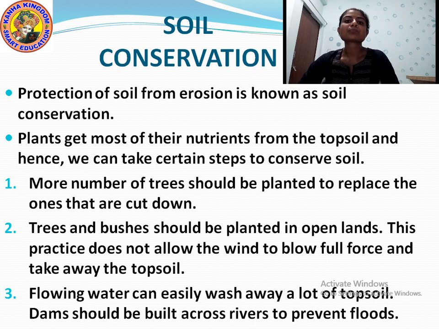So these are some practices that can be followed to stop soil erosion, and this practice of protecting the soil from getting eroded is called soil conservation. Understood what is soil conservation? It is the practice to protect the soil from getting eroded by the action of heavy rainfall and wind and cutting down of the trees. Understood?